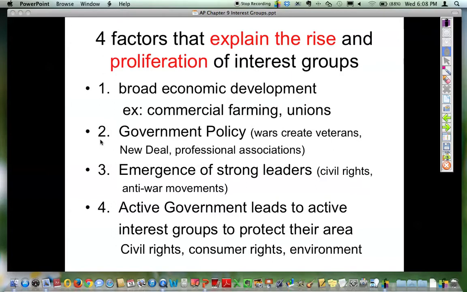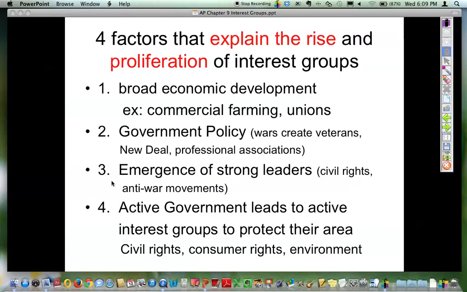Anytime the government intervenes in the economy or in our personal lives, it creates sides and people band together. For example, when we have foreign wars, we have veterans, we have more soldier or military needs. So you might have interest groups that spring up to help them. During the New Deal, all of the New Deal programs that took place, we had a growth of interest groups. When you have professional associations, all of a sudden we are having medical associations, realtor associations, the Chamber of Commerce. Different industries create their own lobbying. The tobacco lobby is one of the most powerful ones as well.